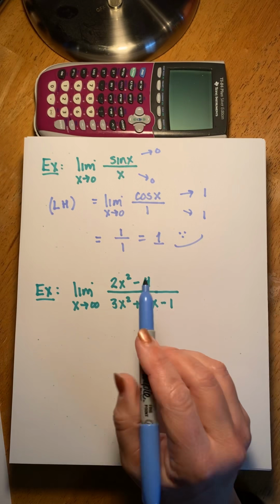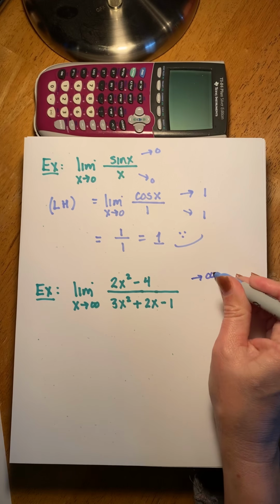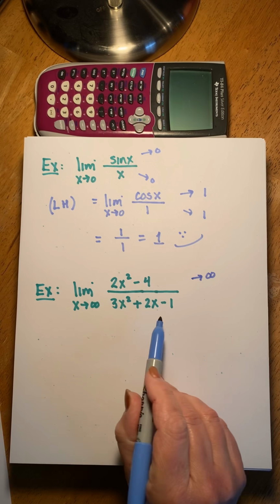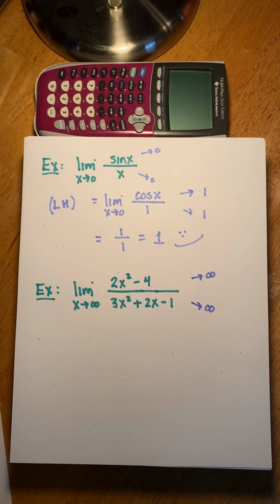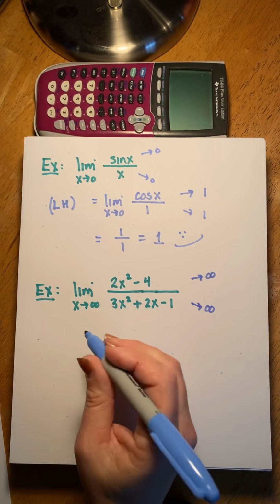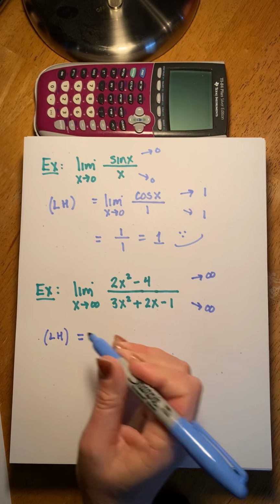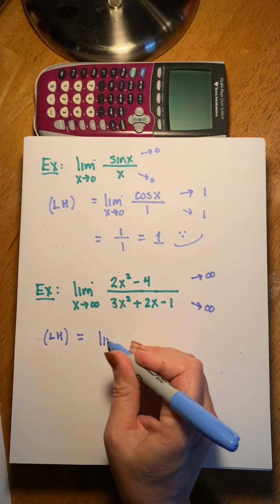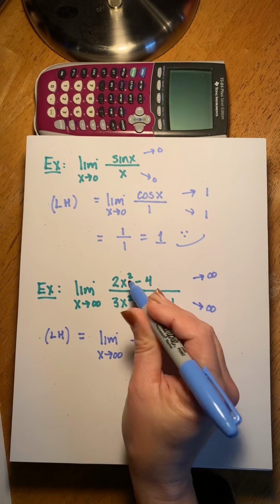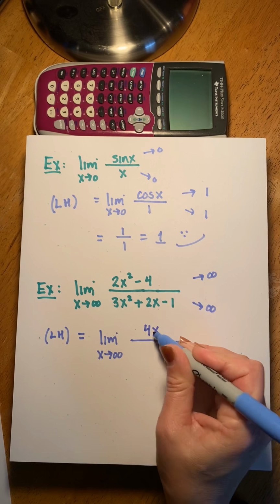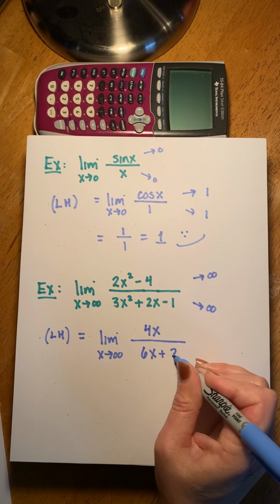So as x goes to infinity, infinity squared times 2, minus 4 is irrelevant. My numerator is going to infinity. As x goes to infinity, this bottom expression, which is also a quadratic, also goes to infinity. So we're allowed to use L'Hopital's rule here because we have infinity over infinity. And L'Hopital's rule says that this is equivalent to the limit as x goes to infinity of, take the derivative of the top, 4x minus 0, over the derivative of the bottom, 6x plus 2.